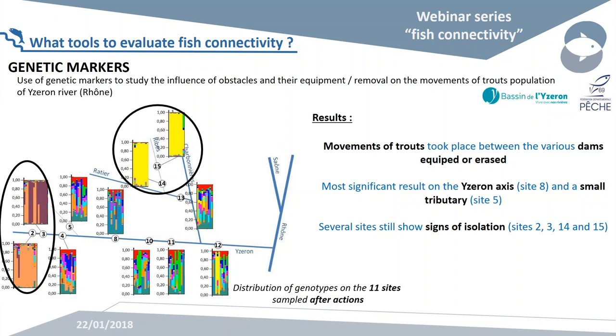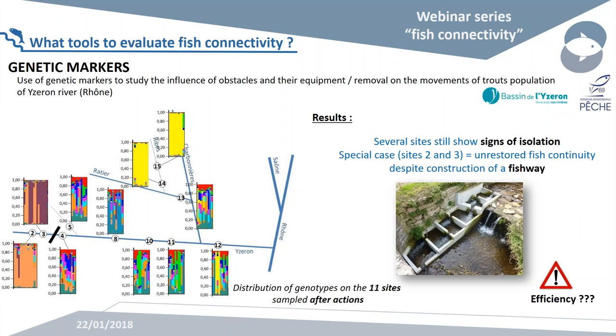And if we look at the special case of sites 2 and 3, it's interesting because just downstream of these two sites, there is a fish passage built recently. So this result shows us that we probably have a problem of efficiency on this new fishway, and it's important to understand why and to manage it.